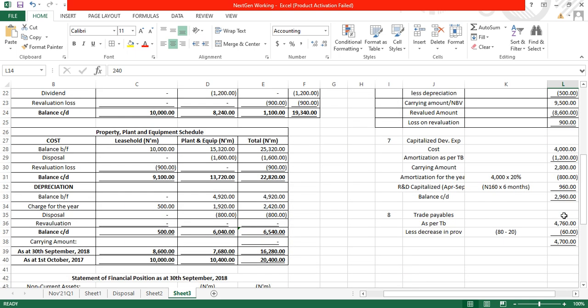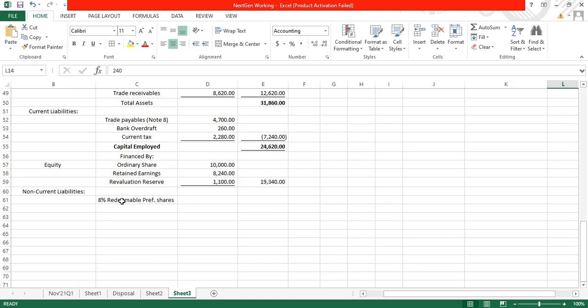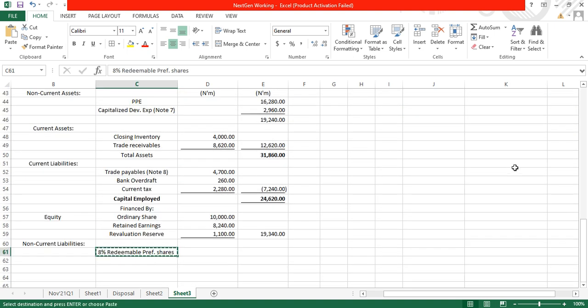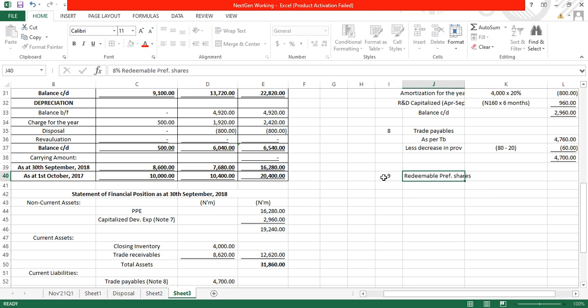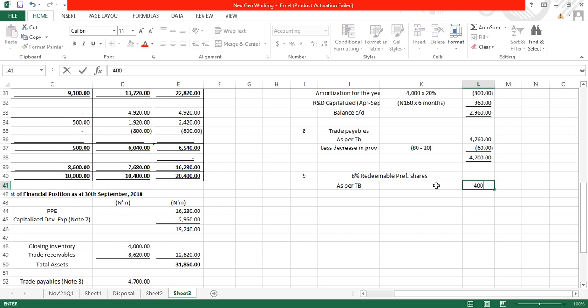How much is our redeemable preference share as per TB? Let's use as per TB. Let's do the workings. That will be note 9. So what's the redeemable preference share as per TB? 4,000. As per TB, 4,000.